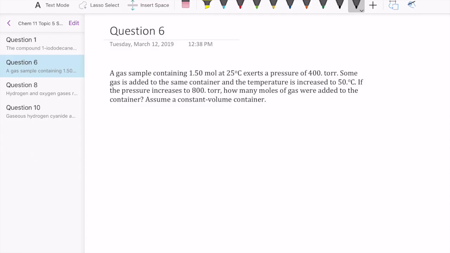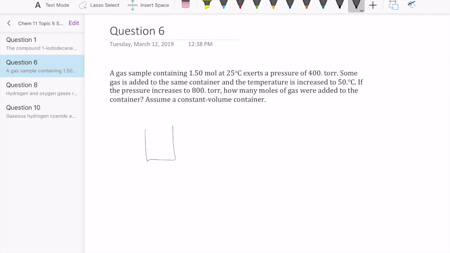Okay, let's take a look at question 6 in topic set 5. This question gives us some information about a gas, and then it says we're adding some more gas to that same container, and then the temperature goes up to 50 degrees Celsius, and pressure also goes up. The question is how many moles of gas were added.